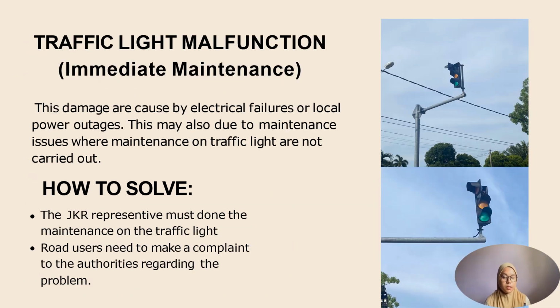The next type of damage is traffic light malfunction. Traffic light malfunction is in the category of immediate maintenance. This damage is caused by electrical failure or a local power outage. It may also be due to a maintenance issue, where maintenance of the traffic light is not carried out. How to solve this problem? The JKR representative must do the maintenance on the traffic light, and the road user needs to make a complaint to the authorities regarding the problem.